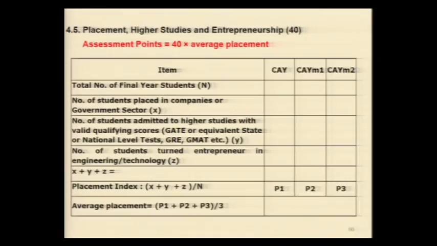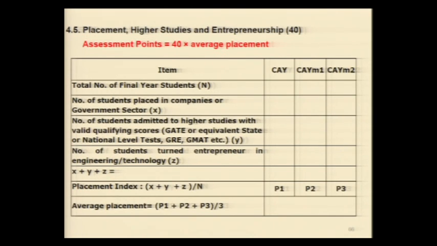So, there are two academic performance assessment points: the second year of the program and the third year of the program, based on how the students have fared in the total 100-point scale, or the 10-point scale in case of CGPA. Placement, higher studies and entrepreneurship, as I said, have been given equal weightage in the new SAR. So, the placement index is x plus y plus z divided by n, where n is the total number of students in the final year of the batch.